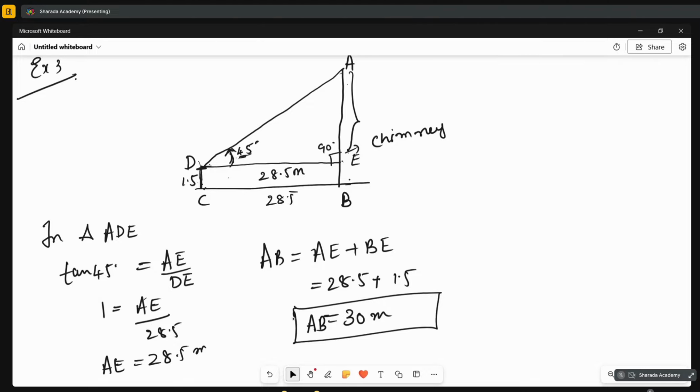This is the meters. This is the building. This is what you have to find. Yeah, now flat.